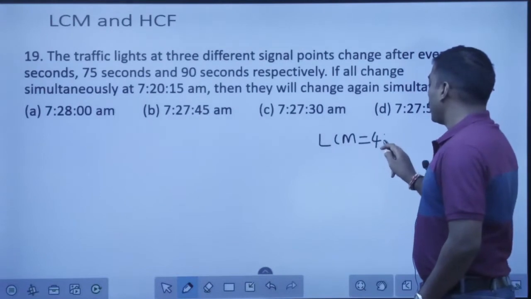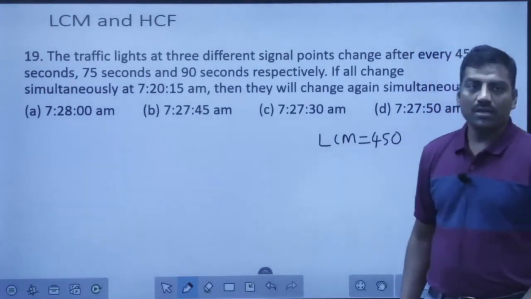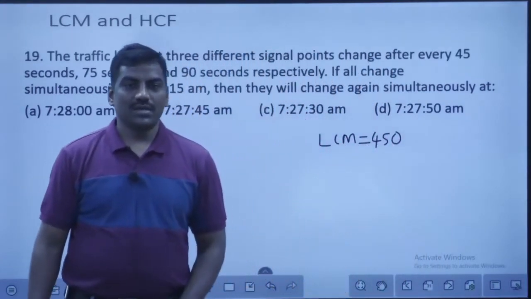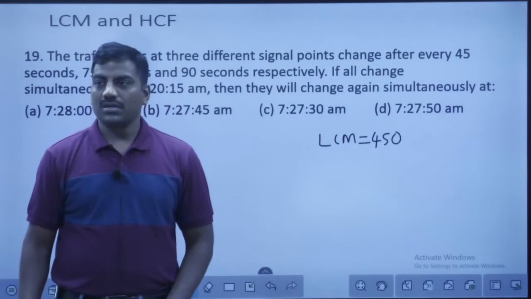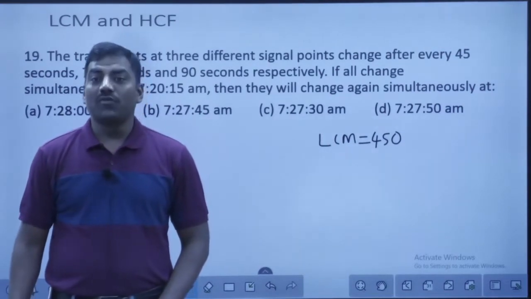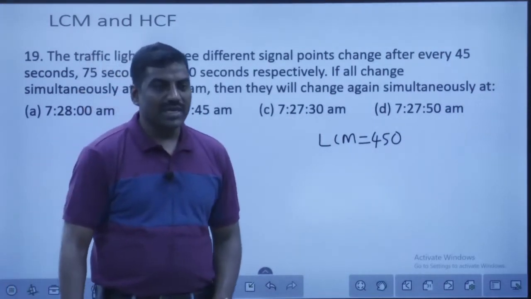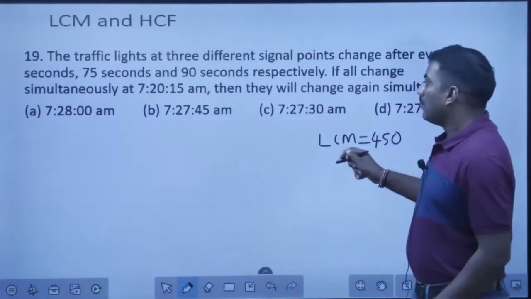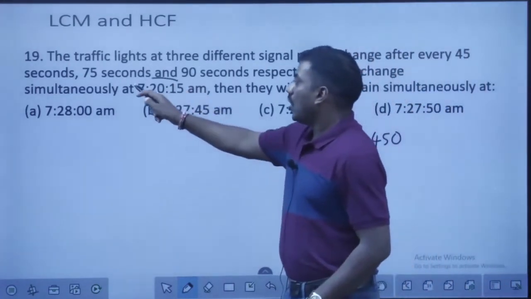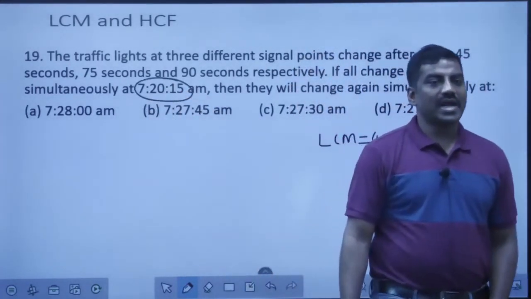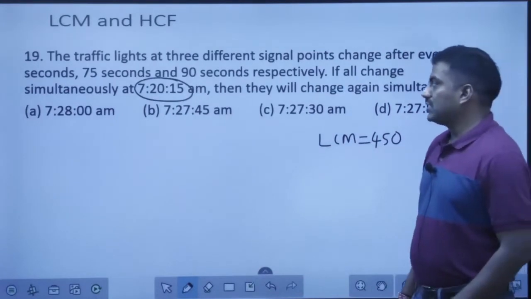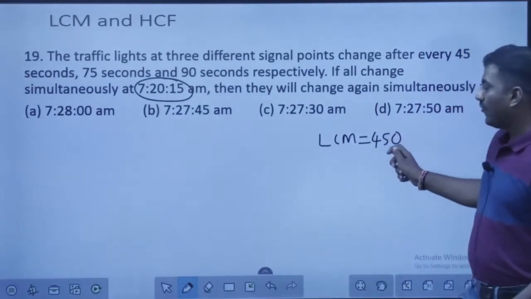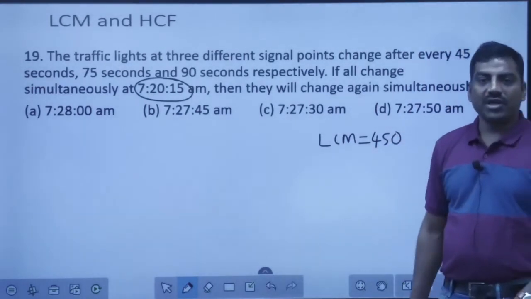What does this mean? LCM is equal to 450. What does this mean? We have to wait for 450 seconds to see that phenomenon again. Yes, 450 seconds. But once they were on together, at what time? 7 hours, 20 minutes and 15 seconds in the morning. Only after 450 seconds we are seeing the phenomenon.